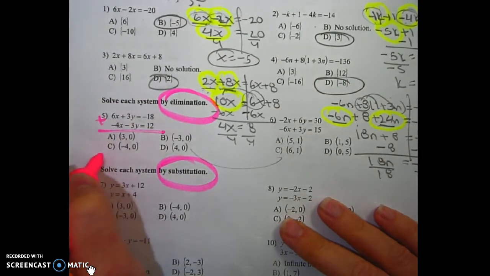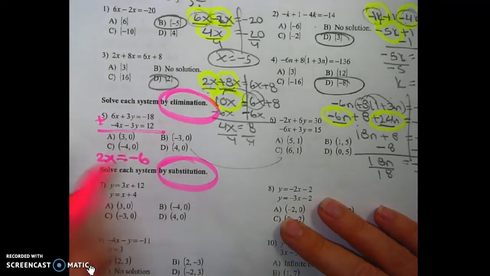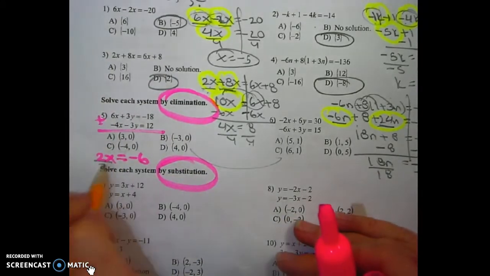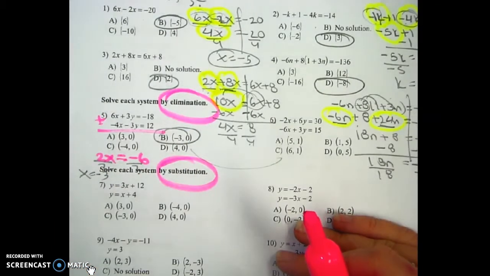6 minus 4 is 2x. -18 plus 12 is equal to -6. Divide by 2. X equals -3. That's the only one that has an x of -3, so you're done.